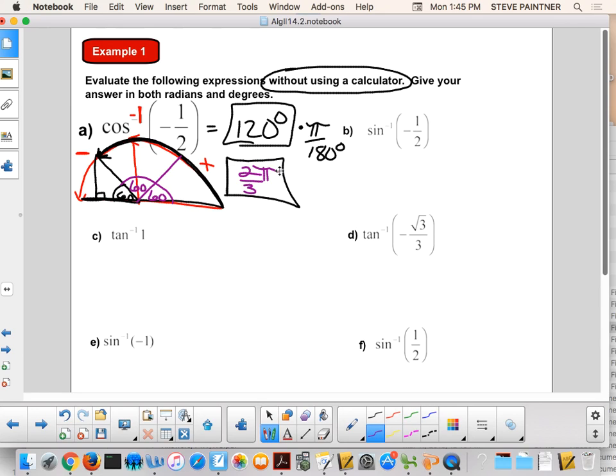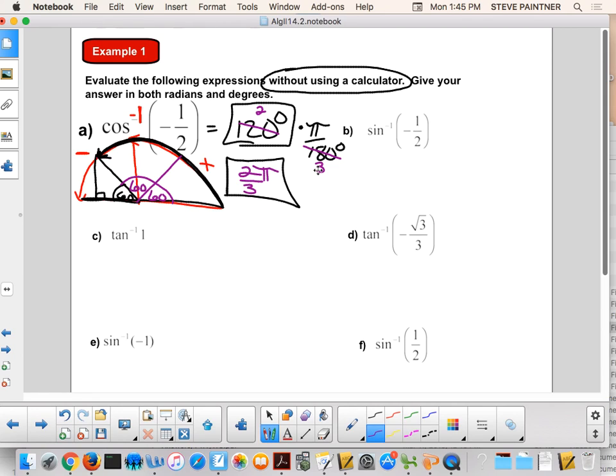Now if that doesn't make sense, then just do your multiplication. Yeah, this cancels out. 60 goes in here twice. 60 goes in here 3 times. 2/3 pi. That's the answer. Now, I'm hoping some of you can count a little quicker than that. 60, 60, 60. We're talking thirds. We went 2/3 of the way.